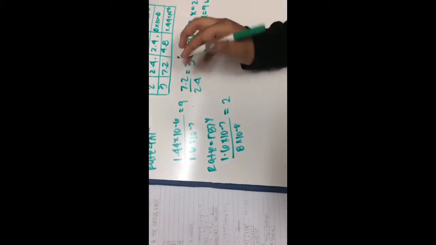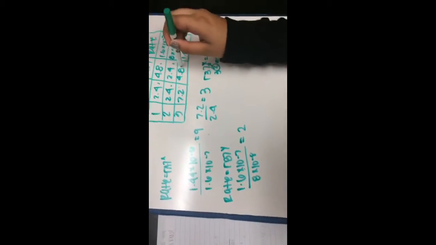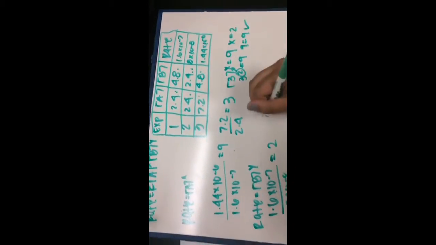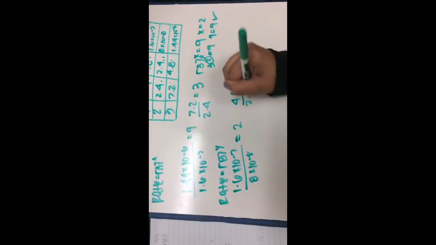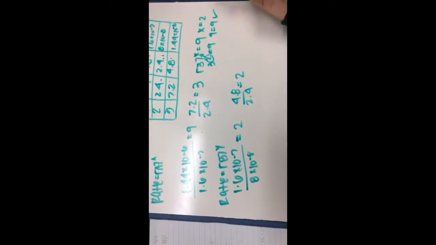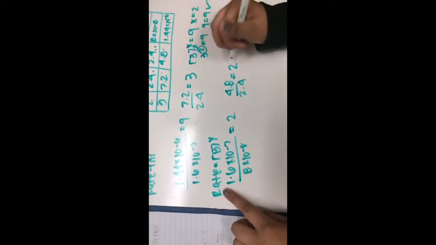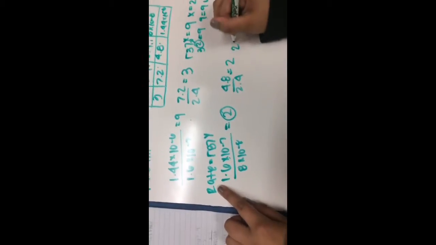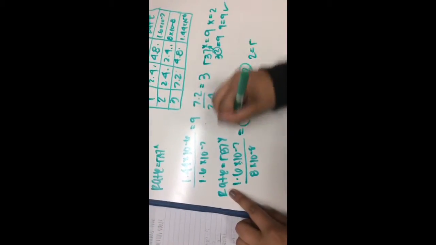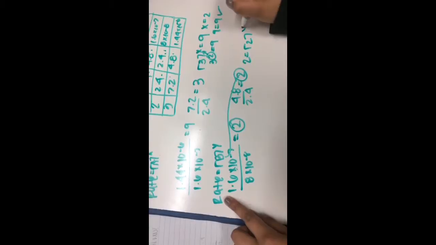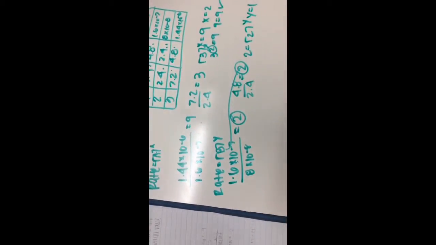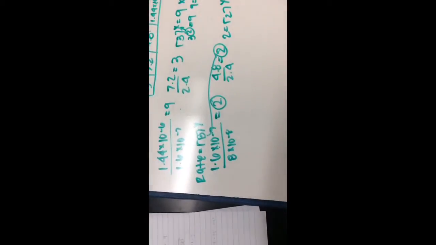And then you're going to solve for your concentration of B, which is just going to be 4.8 over 2.4. 4.8 divided by 2.4 is 2. So then we're going to plug this into our rate equation. Our rate is 2. 2 equals, our concentration is 2 raised to the y. Y equals 1. And then we're going to solve for our K.